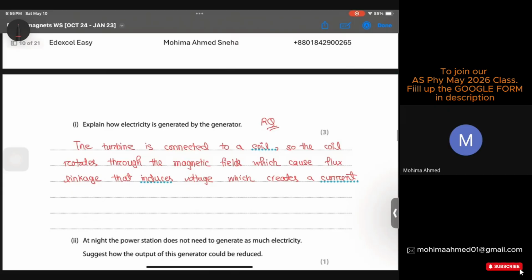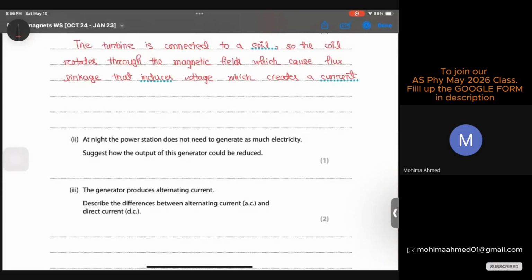At night, the power station does not need to generate as much electricity, so the output of this generator would be reduced. The problem is how can I reduce this, right? There are actually multiple points I can use. I can reduce the strength of the magnetic field, but if I'm working with this generator, it's difficult for me to change the number of coils and these things. One thing I can do is rotate that turbine slower, right?